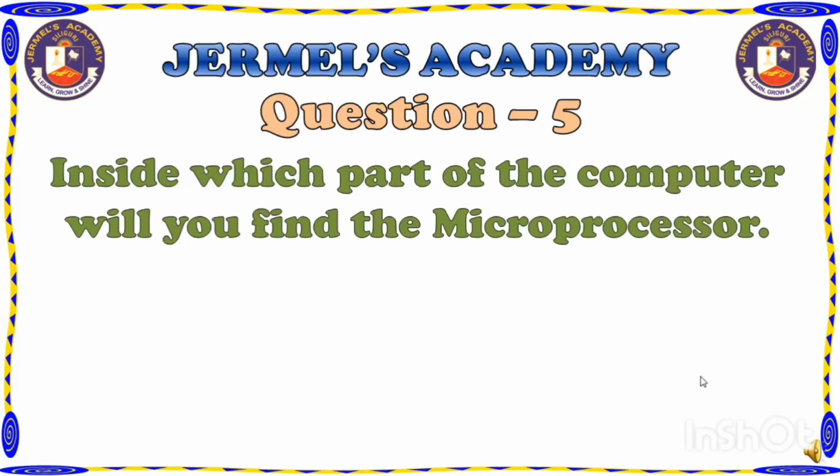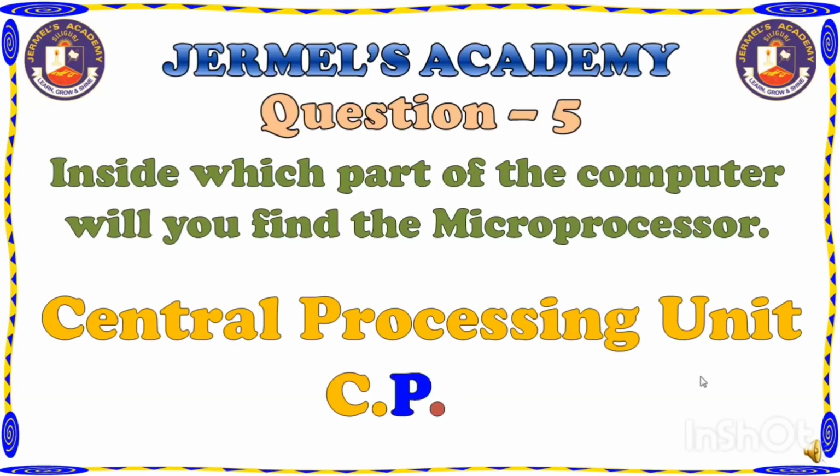Question number 5. Inside which part of the computer will you find the microprocessor? Anybody who has the slightest amount of logical reasoning will be able to answer this. If you read the word microprocessor very carefully, the answer is right there. The word microprocessor clearly says that it is part of a processing device. And where is the processing of the computer taking place? Yes, you are right. Most of you are right. It is the central processing unit, also known as CPU. Microprocessor is embedded inside the CPU, and that is where the microprocessor lies.